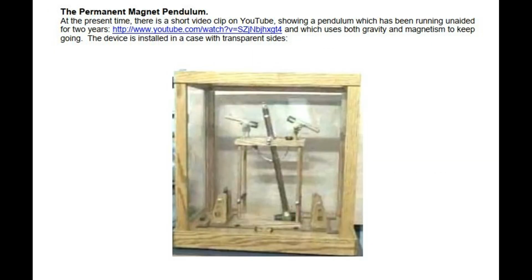The permanent magnet pendulum. At the present time, there is a short video clip on YouTube, showing a pendulum which has been running unaided for 2 years. http://www.youtube.com/watch?v=SCJNBJHXGT4, and which uses both gravity and magnetism to keep going. The device is installed in a case with transparent sides.